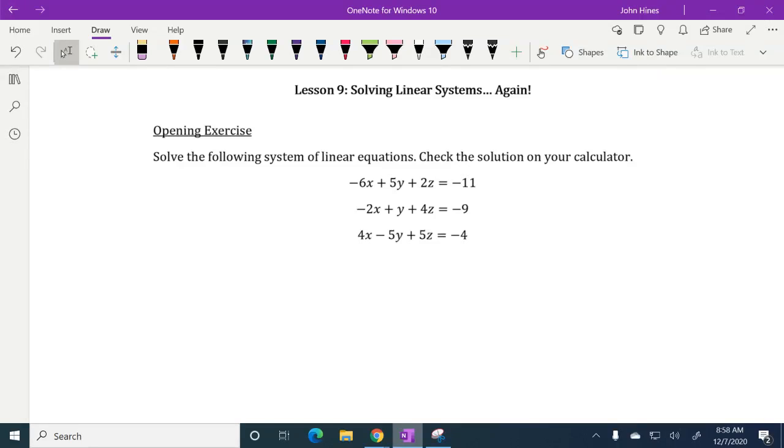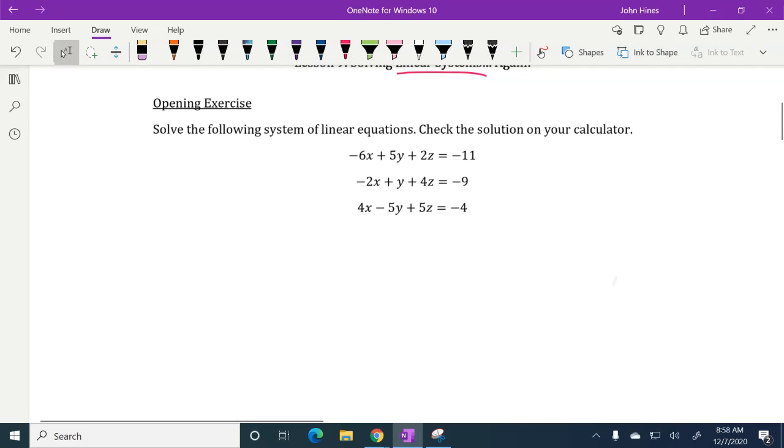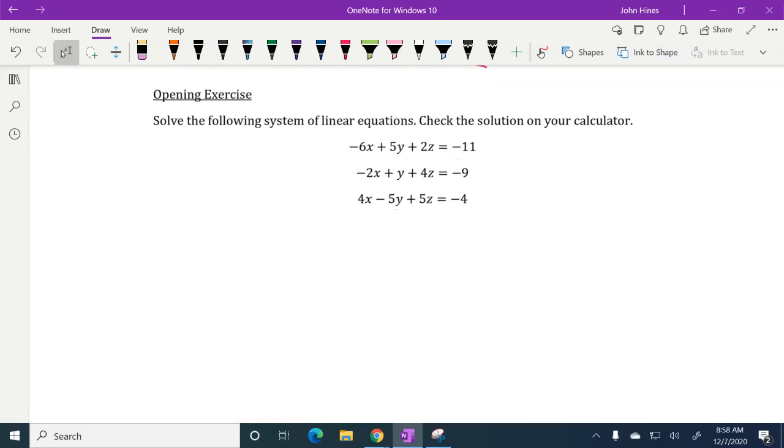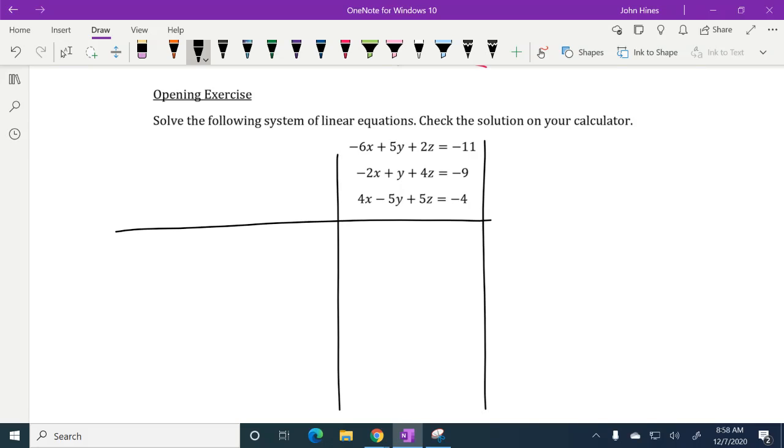Everybody, welcome to lesson 9, where we're going to continue solving these 3x3 linear systems of equations. So let's start with this opening exercise here. Solve the following system of equations. When we solve these equations, I like to have this 5-step structure here to keep my steps organized so I know what's going on.